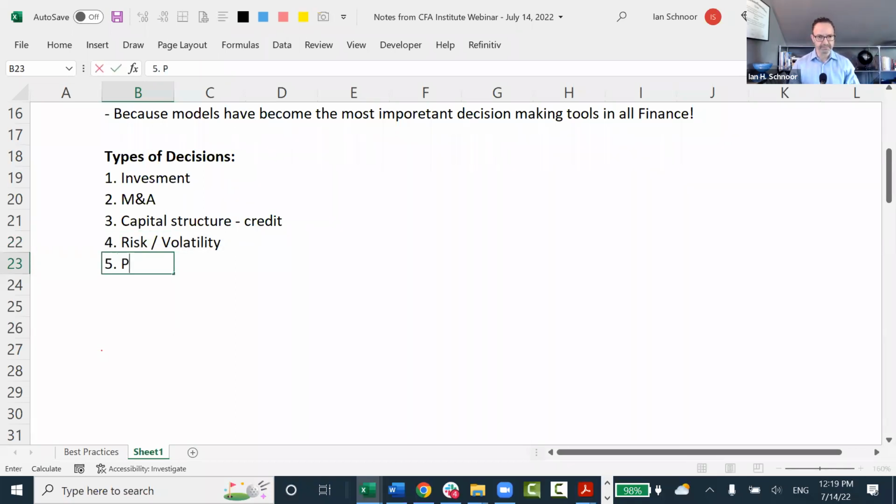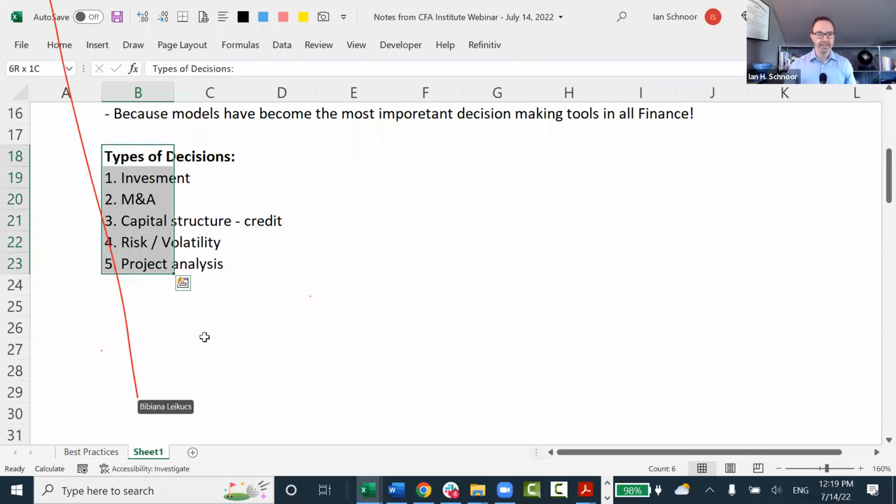I'm going to say project analysis, of course. Great. I love all your comments, guys. Asset management. Great comments. Expansion, for sure. All sorts. And you can see from this list, this means that anybody who works in investments, buy side, sell side, investing in companies, credit, private equity, venture capital, banking is requiring and involved in models.